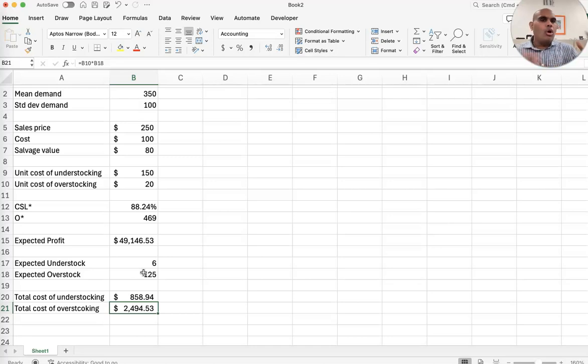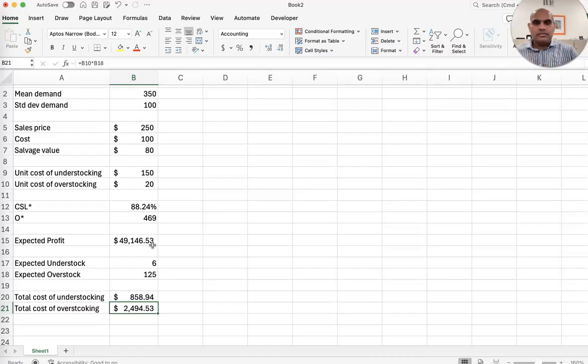So averaging out all possibilities of demand, you say that on average, if you end up with an understock, it'll be about 6 units. And if you end up with an overstock, it'll be about 125 units. And that's okay because the cost of overstocking is only $20, while the cost of understocking is $150 per unit. So the total expected profit that we have in this case is $49,146.53. And that is the Newsvendor model.